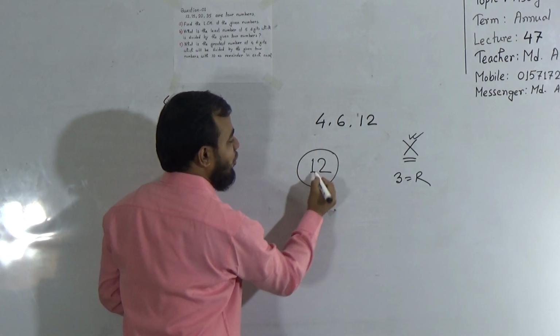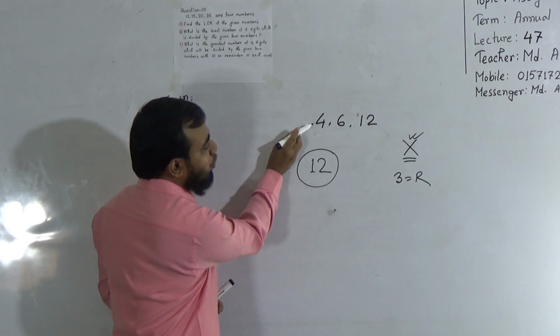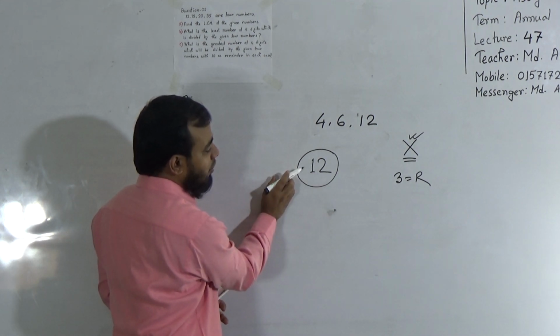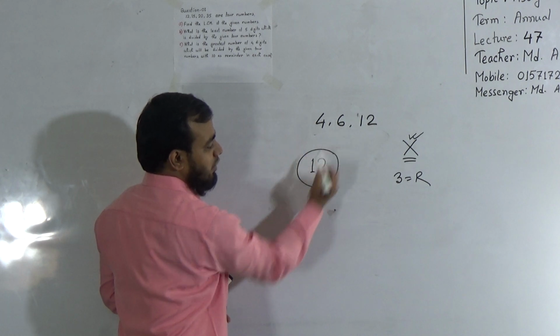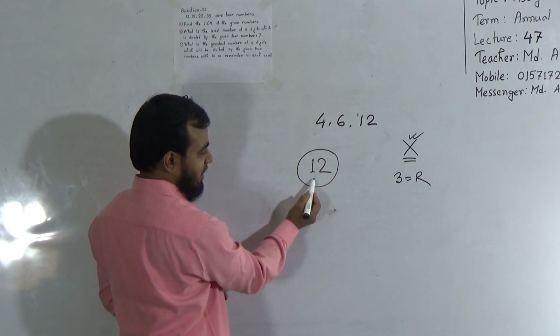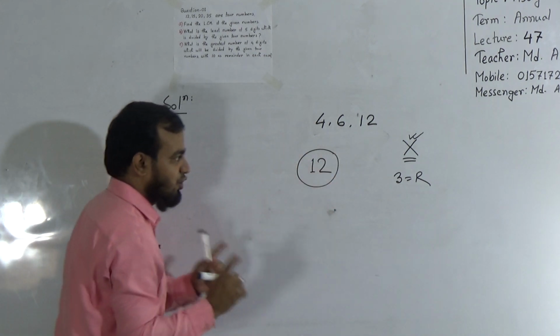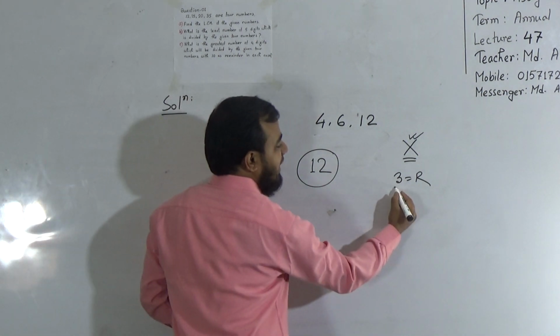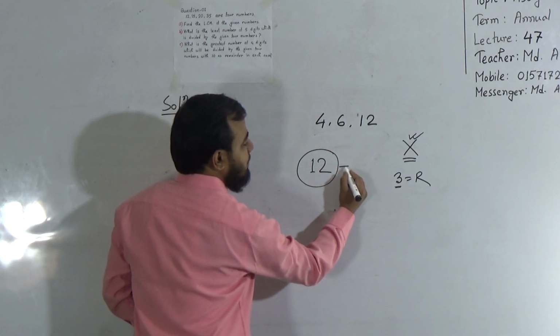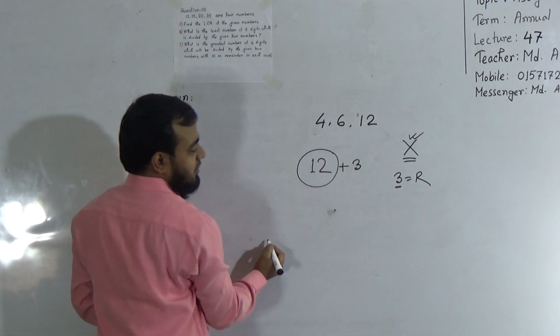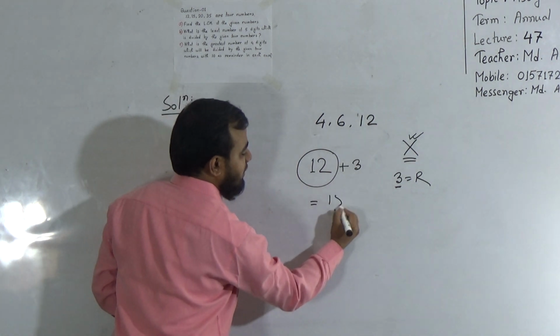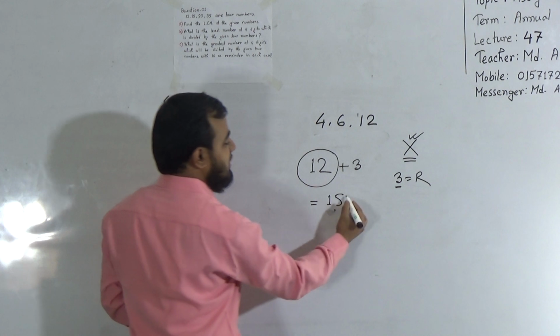That means when we divide 12 by 4, we will get remainder 0. When we divide 12 by 6, we will get remainder 0. And when we divide 12 by 12, we will get remainder 0. But we need the remainder as 3. That is why we add 3 to this number. Then we will get 15. Now look, 15 is the required number.